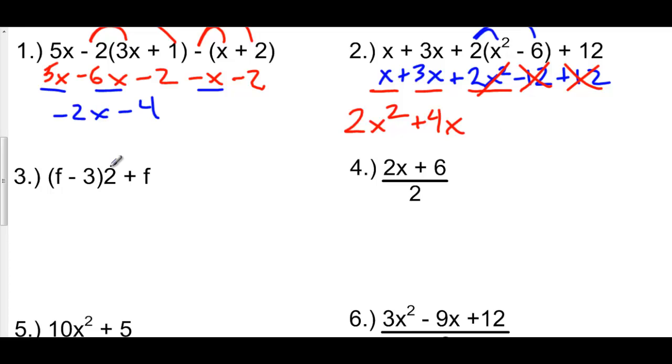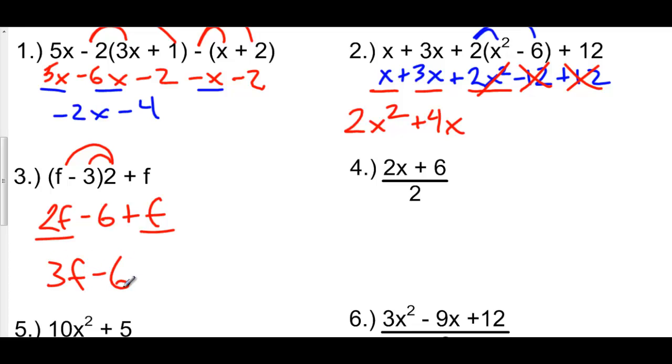Okay. In this example here, this is called like backwards distribution. So notice the 2's in the back. So we're going to do 2 times f and then 2 times 3. So we have 2f minus 6 plus f. And that's okay to do. And then combine like terms, 3f minus 6.